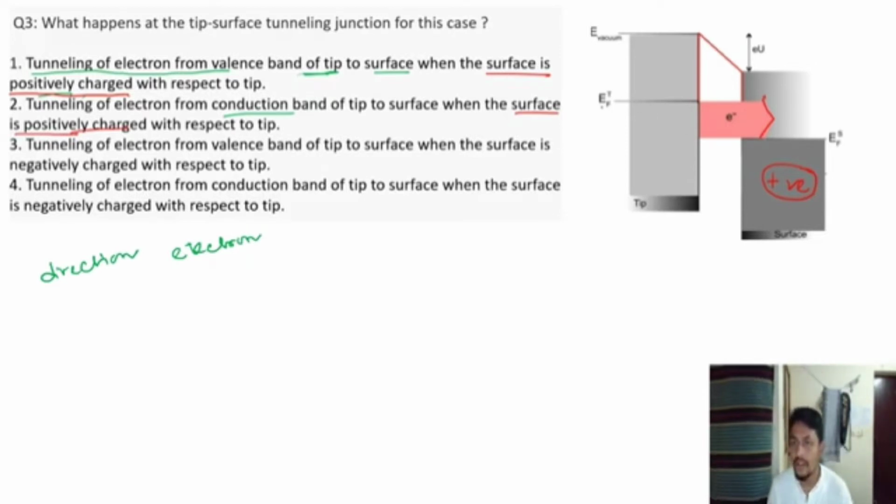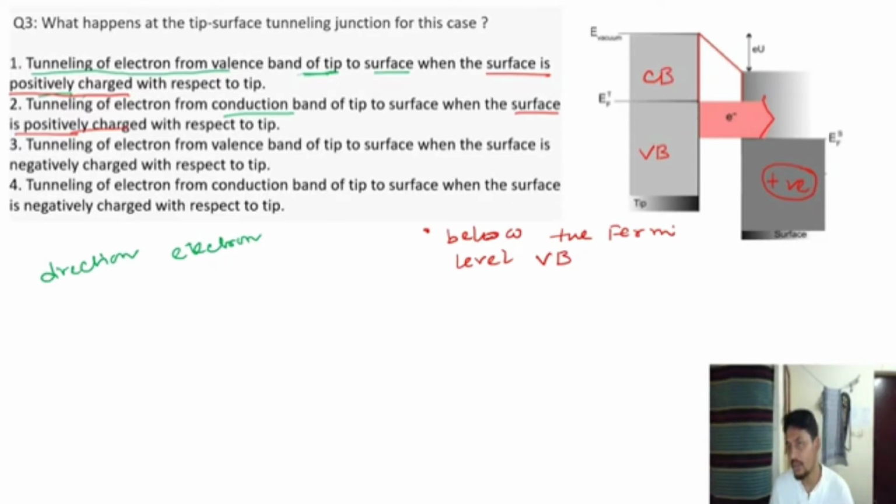Now we already know that below the Fermi level is the valence band, right? And above the Fermi level is the conduction band, right? So this is going to be VB, and this is the conduction band.